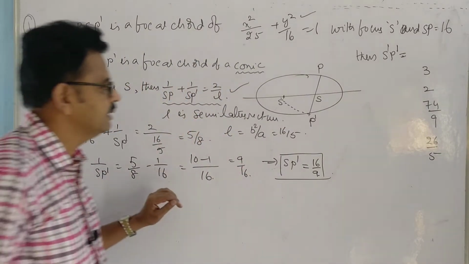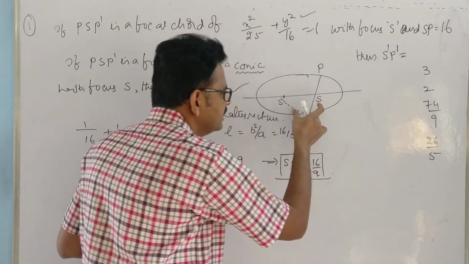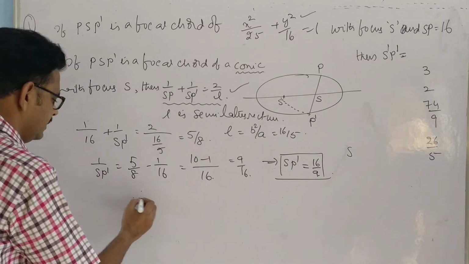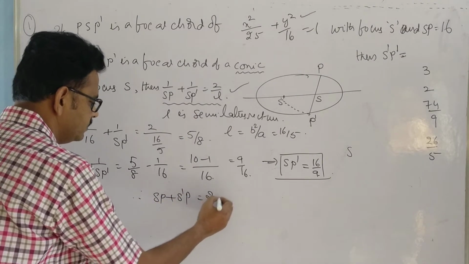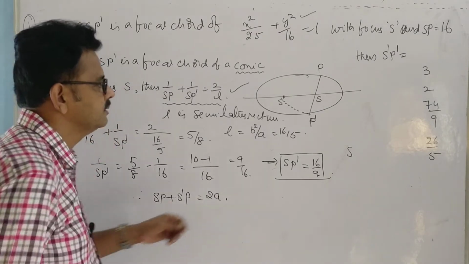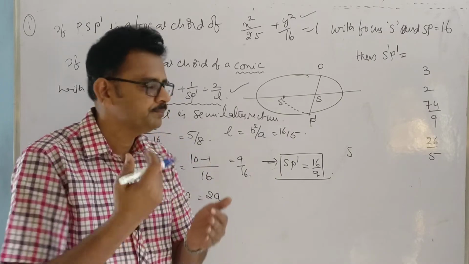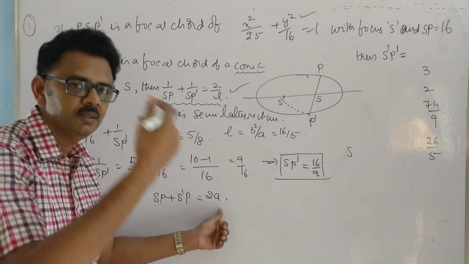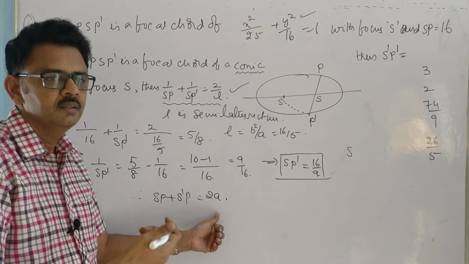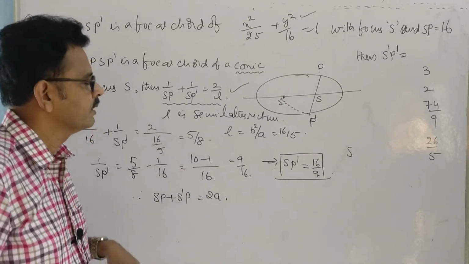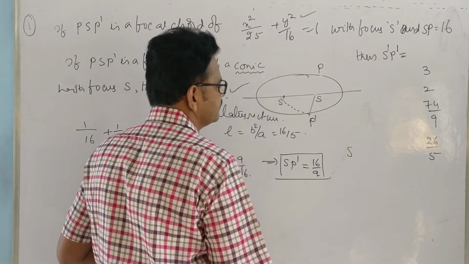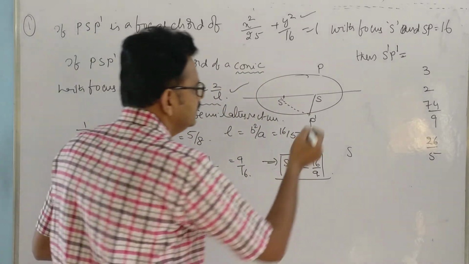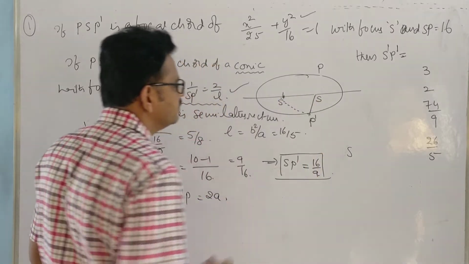So we have one point. The sum of the focal distances of any point on the ellipse is equal to the length of the major axis. Since SP plus S dash P is equal to 2a, where P is a point on the ellipse. If I take a point R, SR plus S dash R equals 2a. If I take another point T, ST plus S dash T is equal to 2a. In general P is a point, and in place of P I can take another point P dash.